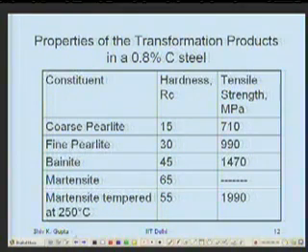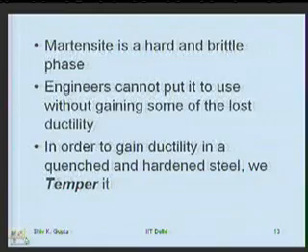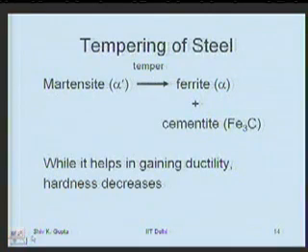Let's see what happens during tempering. Martensite is very hard and brittle, as I already told you, and it cannot be put to use without gaining some ductility. And in order to gain that ductility, as I said, we do the tempering of the steel. The process of tempering acts on martensite, which is a BCT structure.